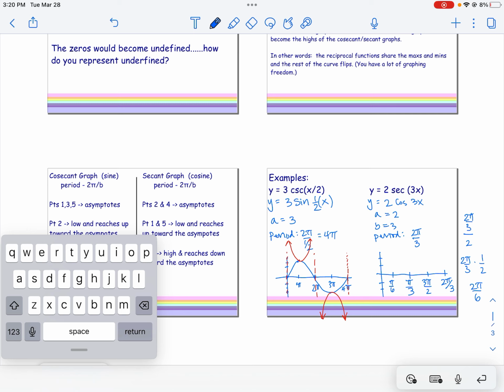Halfway between 60 and 120 is 90. There we go. Okay, so I'm going to sketch the cosine curve here in blue. Down here, through 0, and back up. And so the cosine curve looks like that.